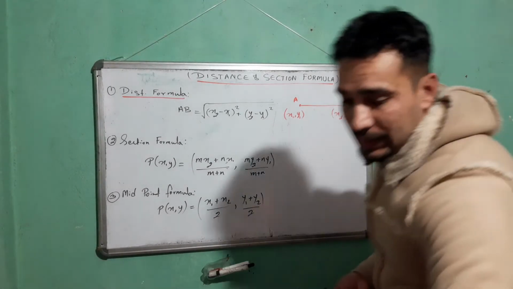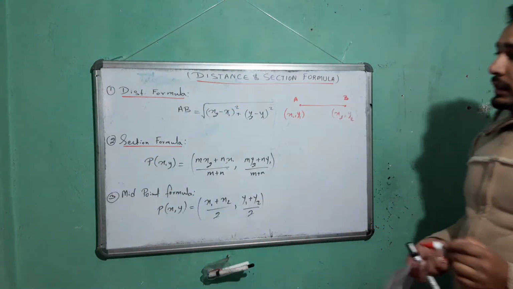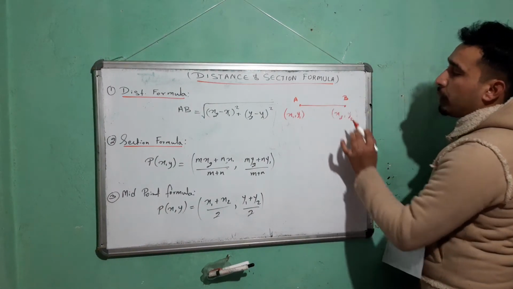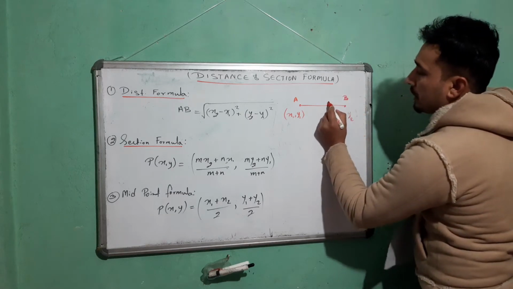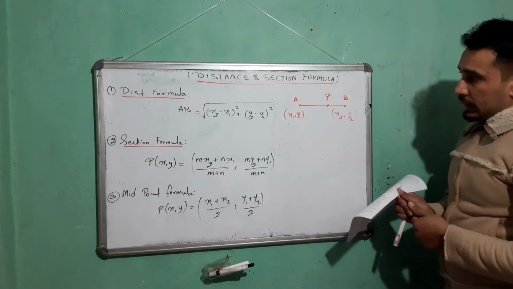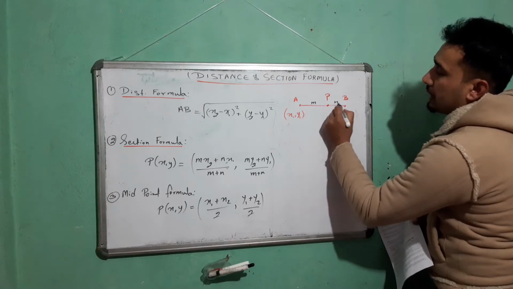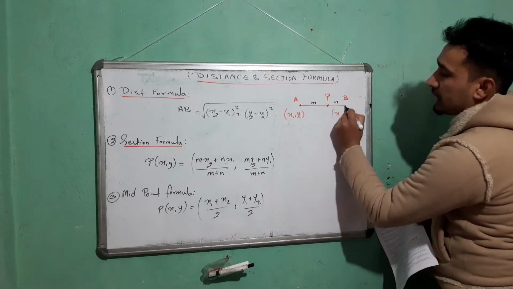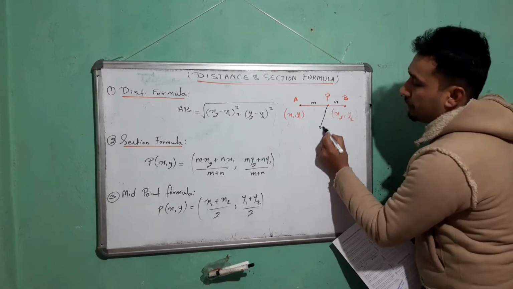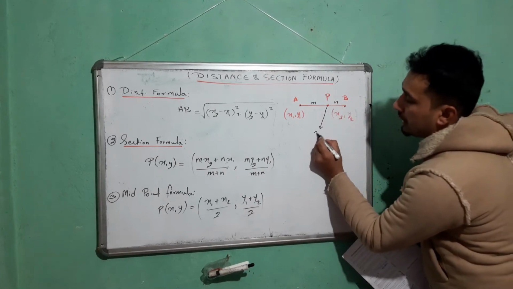Next is the section formula. Suppose you have points A and B, and any point P divides this line segment AB in the ratio m is to n. Here, from A to P is m and from P to B is n. Then we can find the coordinate of this point P, which is x comma y.